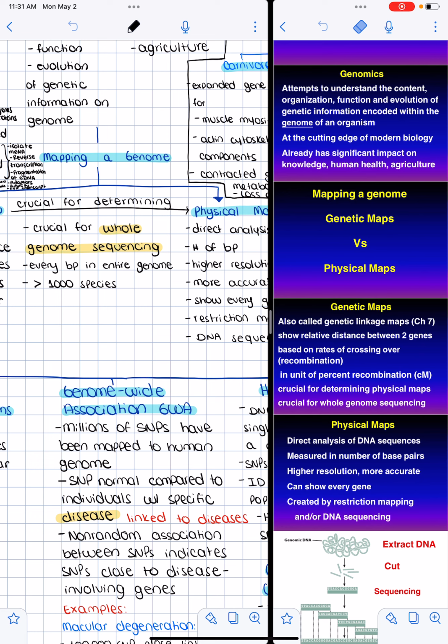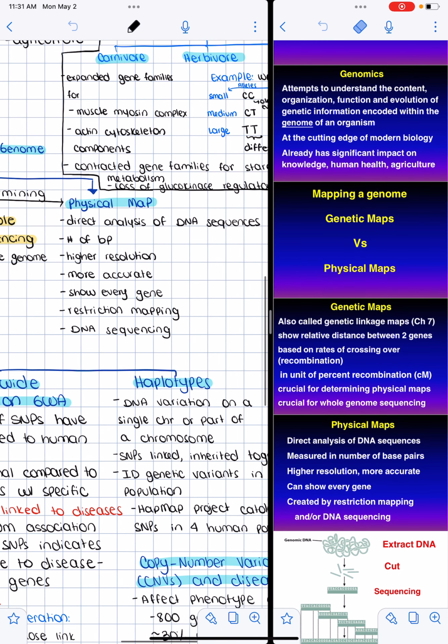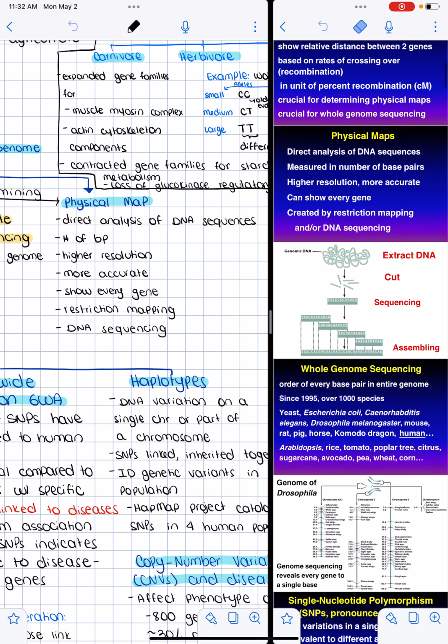Whole genome sequencing studies every base pair in the entire genome, and it has been done for over 1,000 species. The physical map, however, is a direct analysis of the DNA sequences, the number of base pairs. It is of higher resolution, more accurate, and shows every gene, through restriction mapping and DNA sequencing.